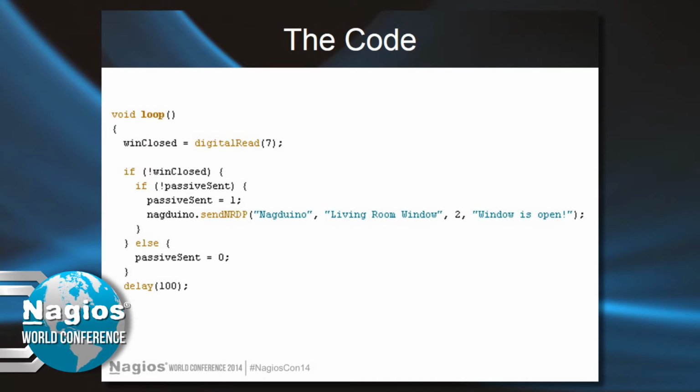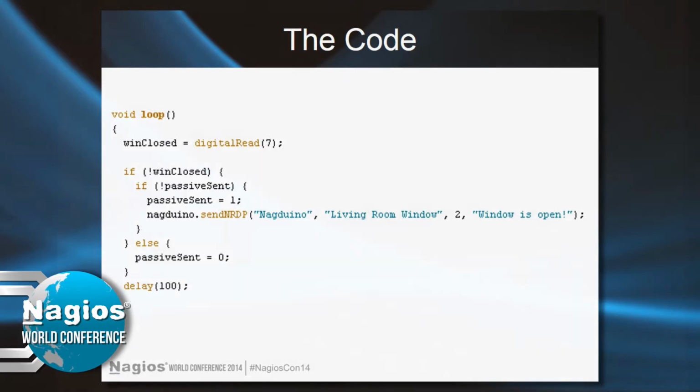So the loop, take another drink here. When closed, again, that's the variable, a 1 or a 0, to determine the state of the window. So we're going to read the state on pin 7. And then this is kind of the grand finale of what actually does the work. If the window is not closed and if a passive has not been sent, so there's kind of 2 ifs it has to pass, send the passive. You want to set that latch so it doesn't keep sending it.